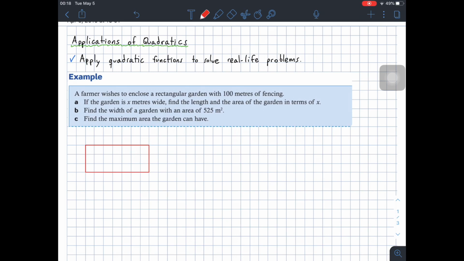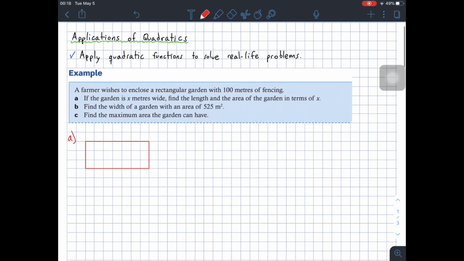So part A, it says, if the garden is x meters wide, find the length and the area of the garden in terms of x. Okay, so x meters wide. Wide would be this side over here. If that side is x, then this one should also be x, right? Then find the length and the area of the garden in terms of x.